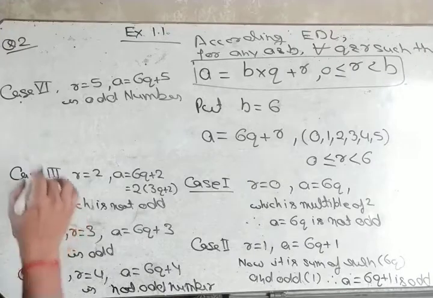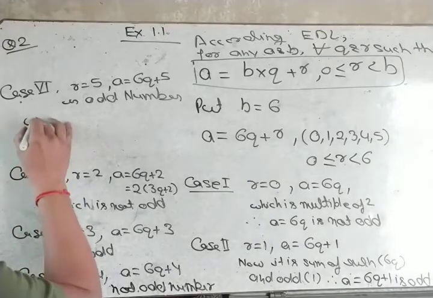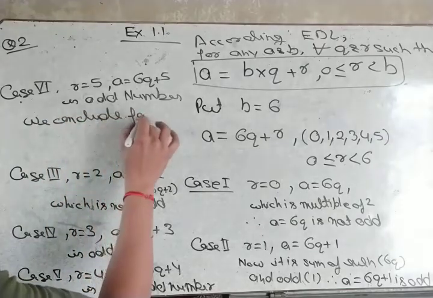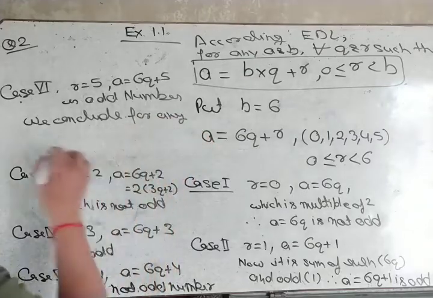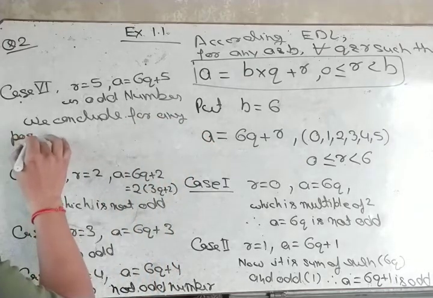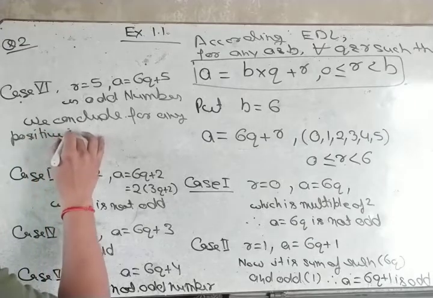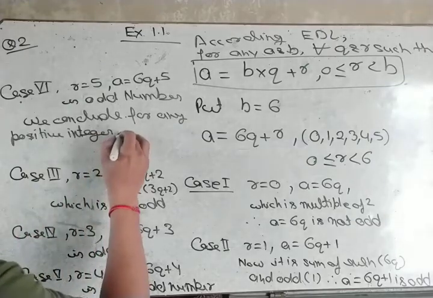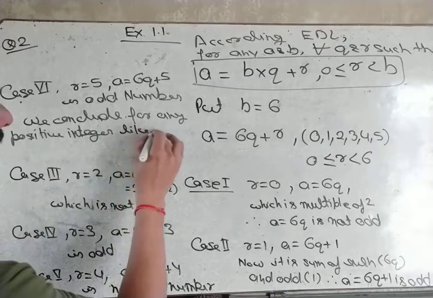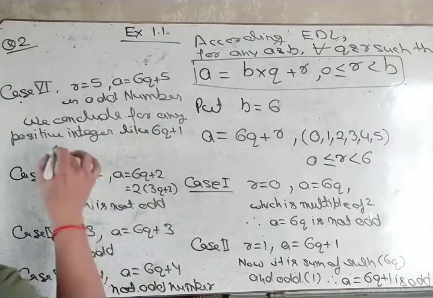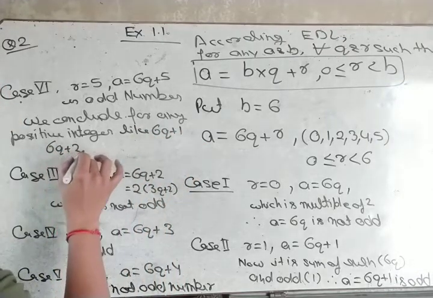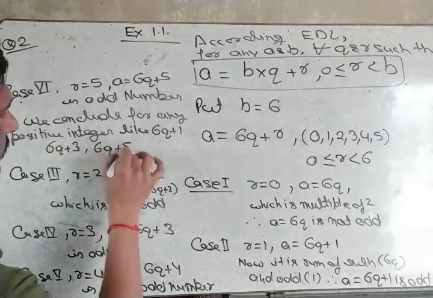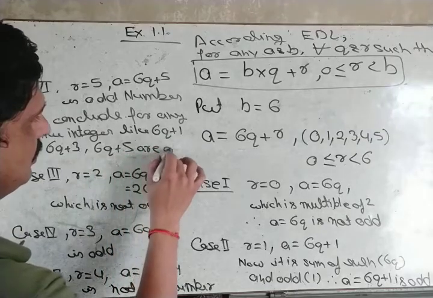Observing all the cases, we conclude that for any positive integer, numbers like 6q plus 1, 6q plus 3 and 6q plus 5 are odd.